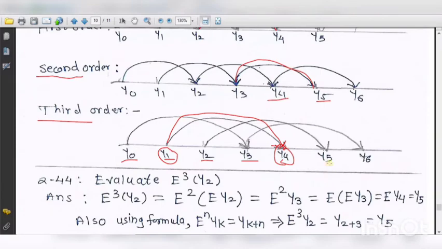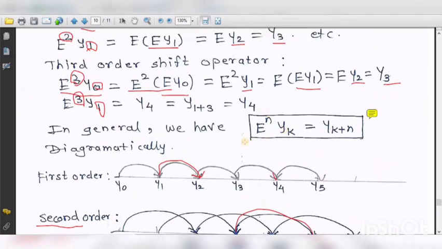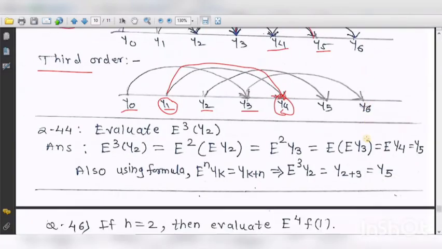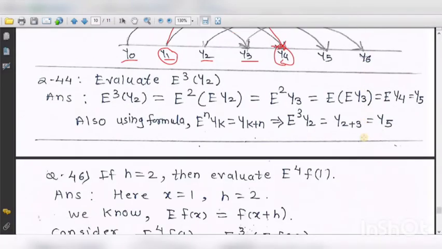So as per the order it works, and if you remember this general formula, which is very important, then immediately we can find any order of any value of y, obtained using this formula: E^n y_k equals y_{k+n}. Let us see some examples based on it.